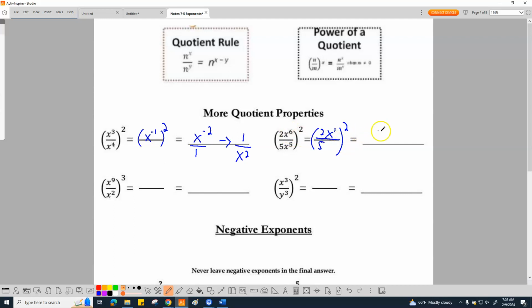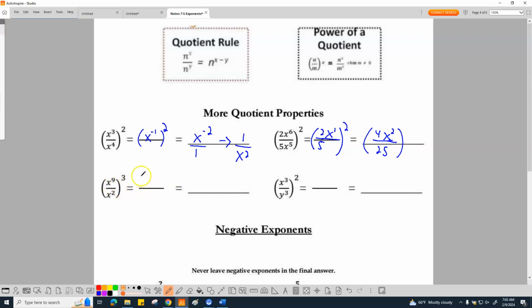Now let's square everything. Check it out. 2 squared is going to be 4. And remember, the rules for exponents are a little different. X to the 1 raised to the power of 2, we multiply 1 times 2, which gives us x squared. And then on the very bottom, 5 squared is 25. And that's how we multiplied that. All right, let's check out this one.